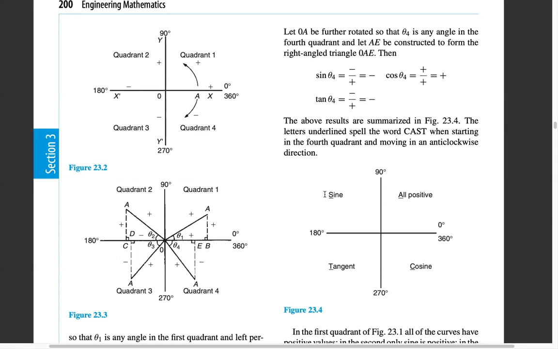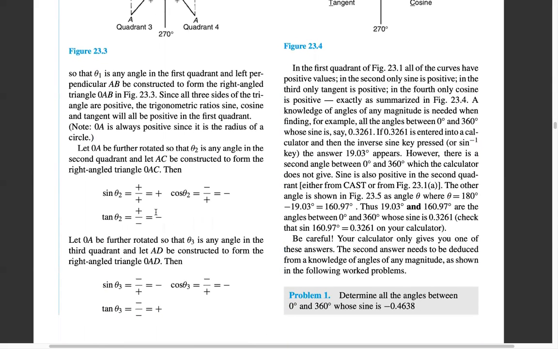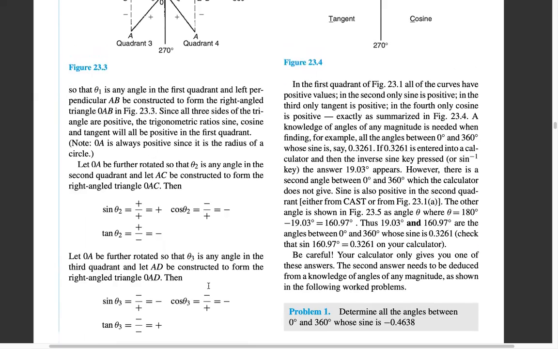So we see here, they tell you that sine is positive in the second quadrant. In the third quadrant, if we do similar arguments, only tangent is positive. And in the fourth quadrant, only cosine is positive. Everything is positive in the first quadrant, right? So the reading here shows you how the ratios change signs as the angles increase.